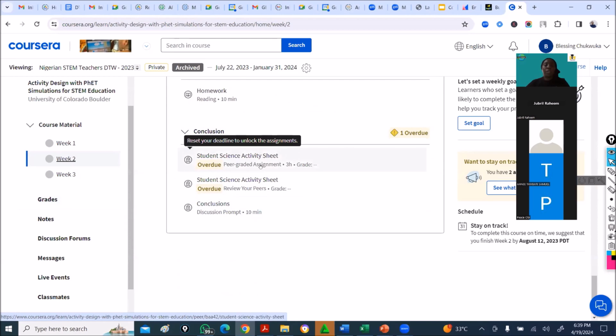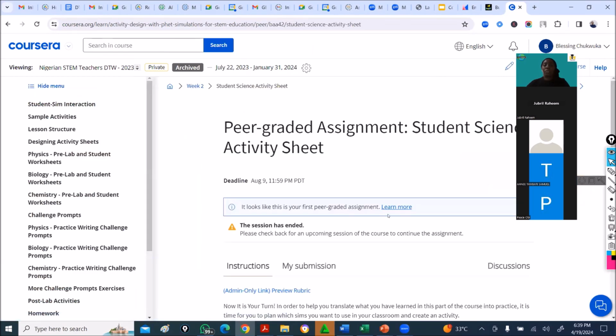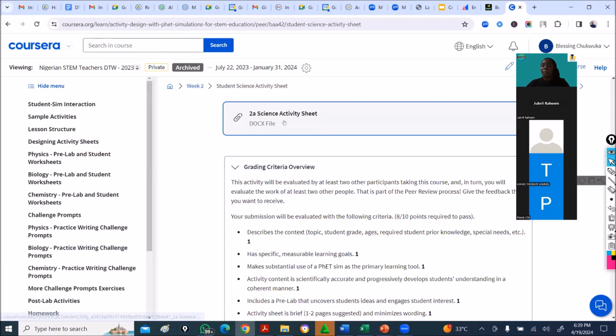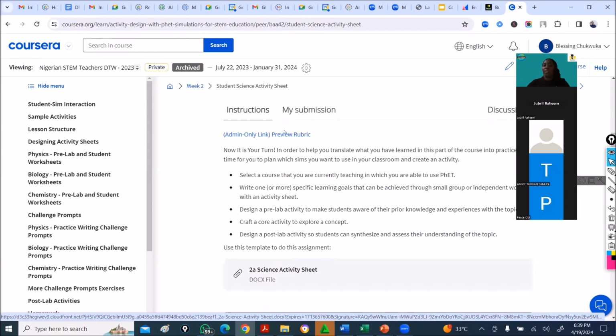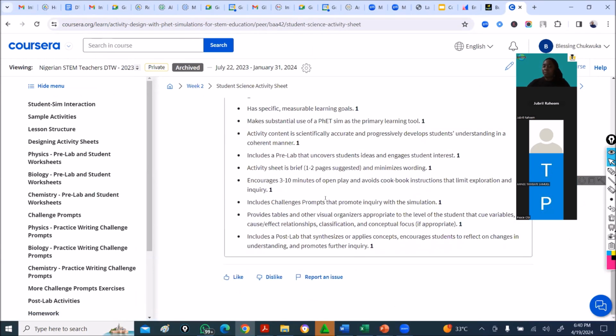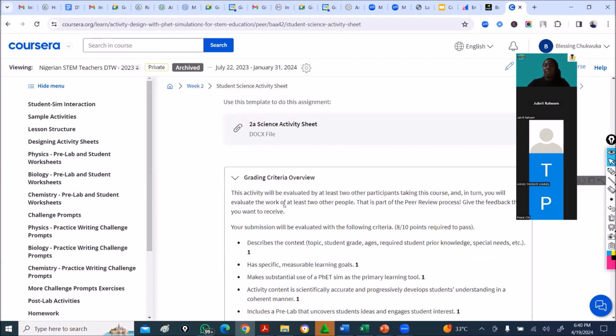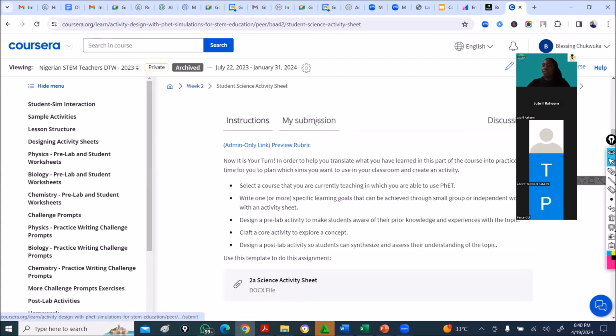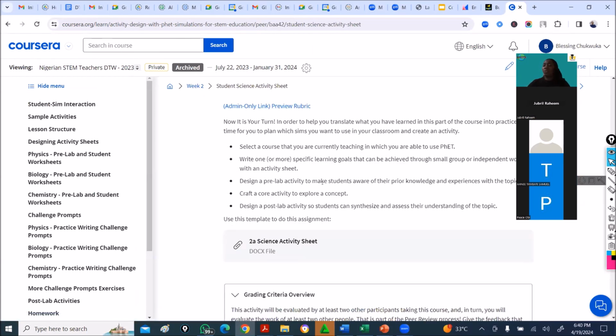All right. So here, click here to submit. There's a template here. You click download. This is a template that you use. And you go through, you follow the instructions written here. You can see here, all the instructions are written here. So to submit, you click on your submission, you upload your documents. Then after that, you review 3 other people. So this is how you navigate this course.